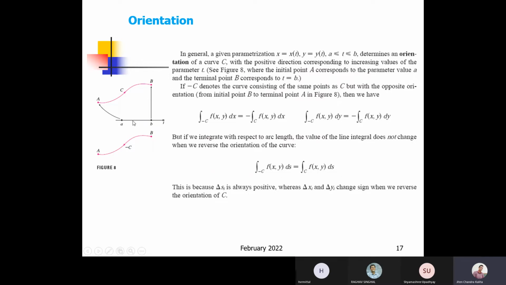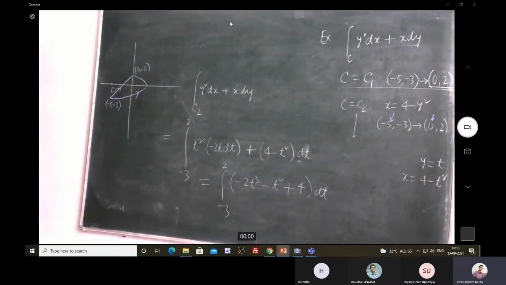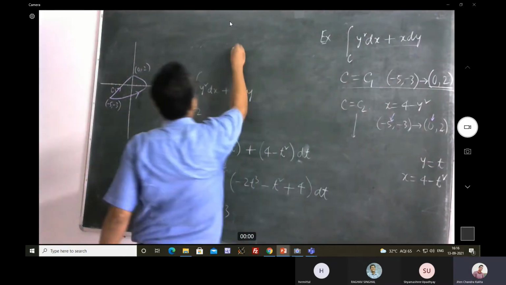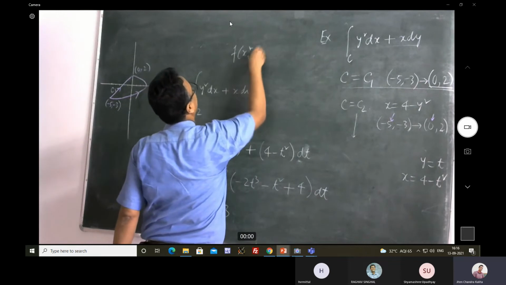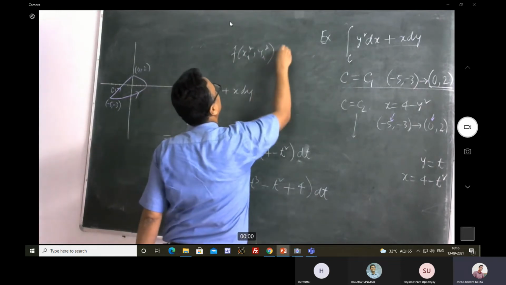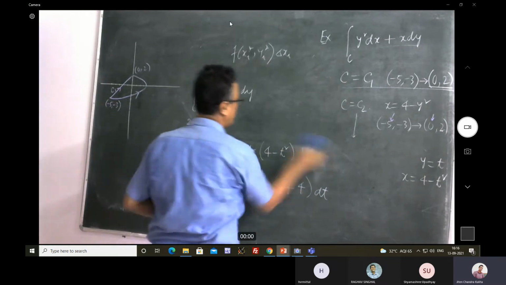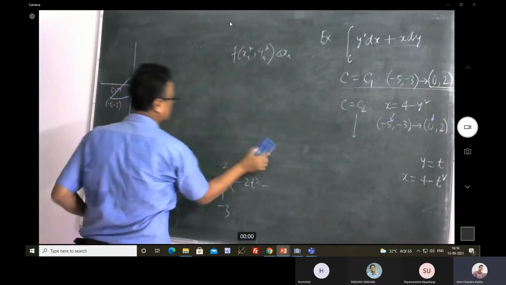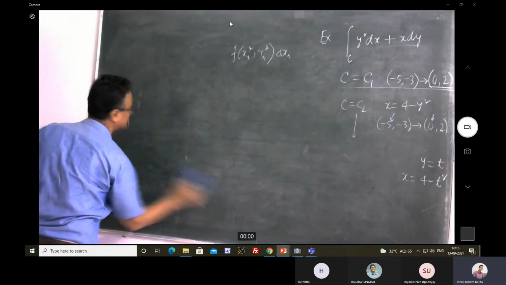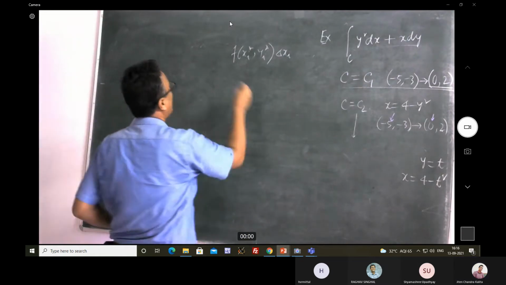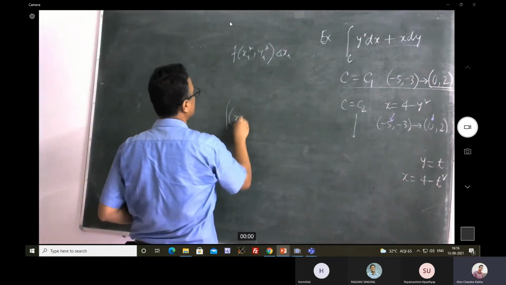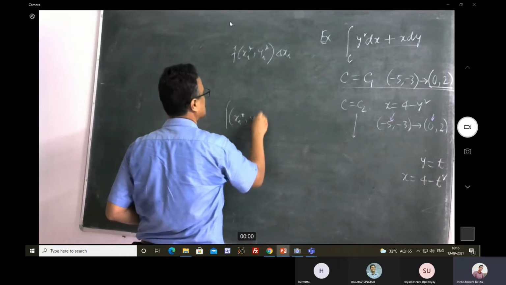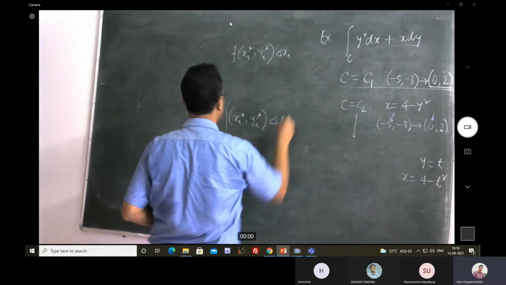Now, when I talk about line integral with respect to x and y, what is going to happen? Line integral with respect to x and y, I was considering f of x star, y star times delta x i. And if I consider line integral with respect to arc length, I was considering delta s i.